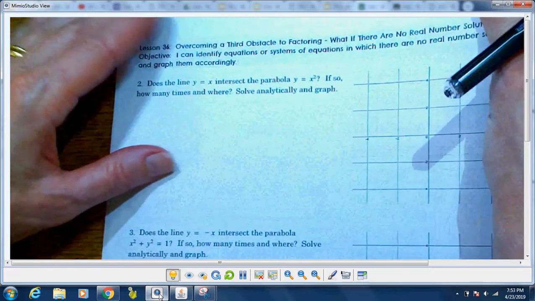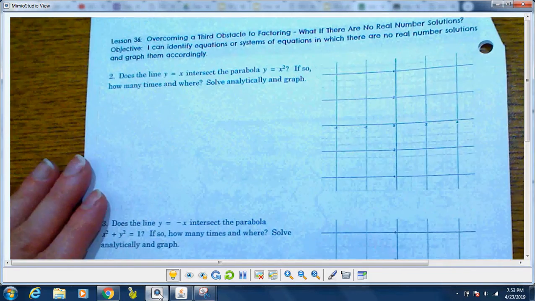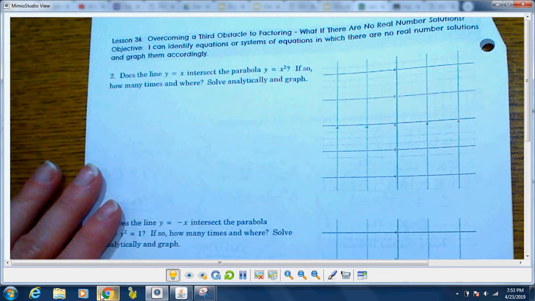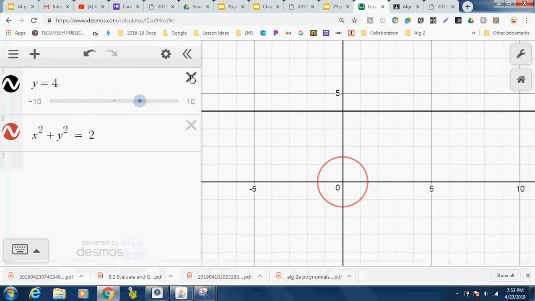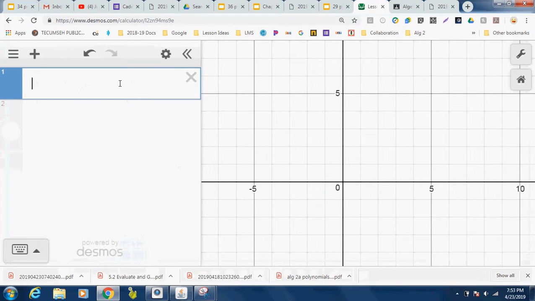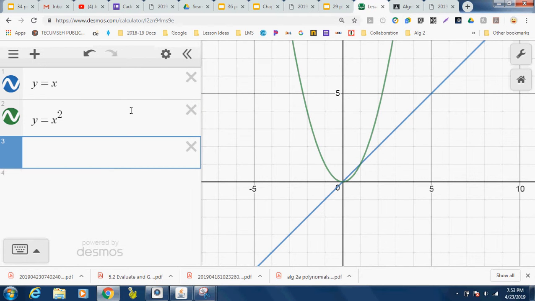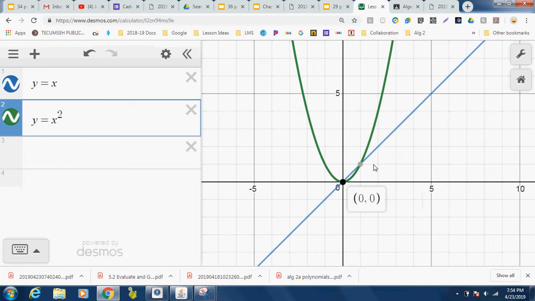So I've found with these, it's actually a little bit easier to graph this on Desmos and see what happens. So I'm going to go back to Desmos, and I'm going to get rid of these. And I'm just going to put in y equals x. And I'm also going to put in y equals x squared. Okay. So I can see from these two graphs that I've got a solution here and here. So I have solutions when x equals 0 and x equals 1. That's what my graph is telling me.